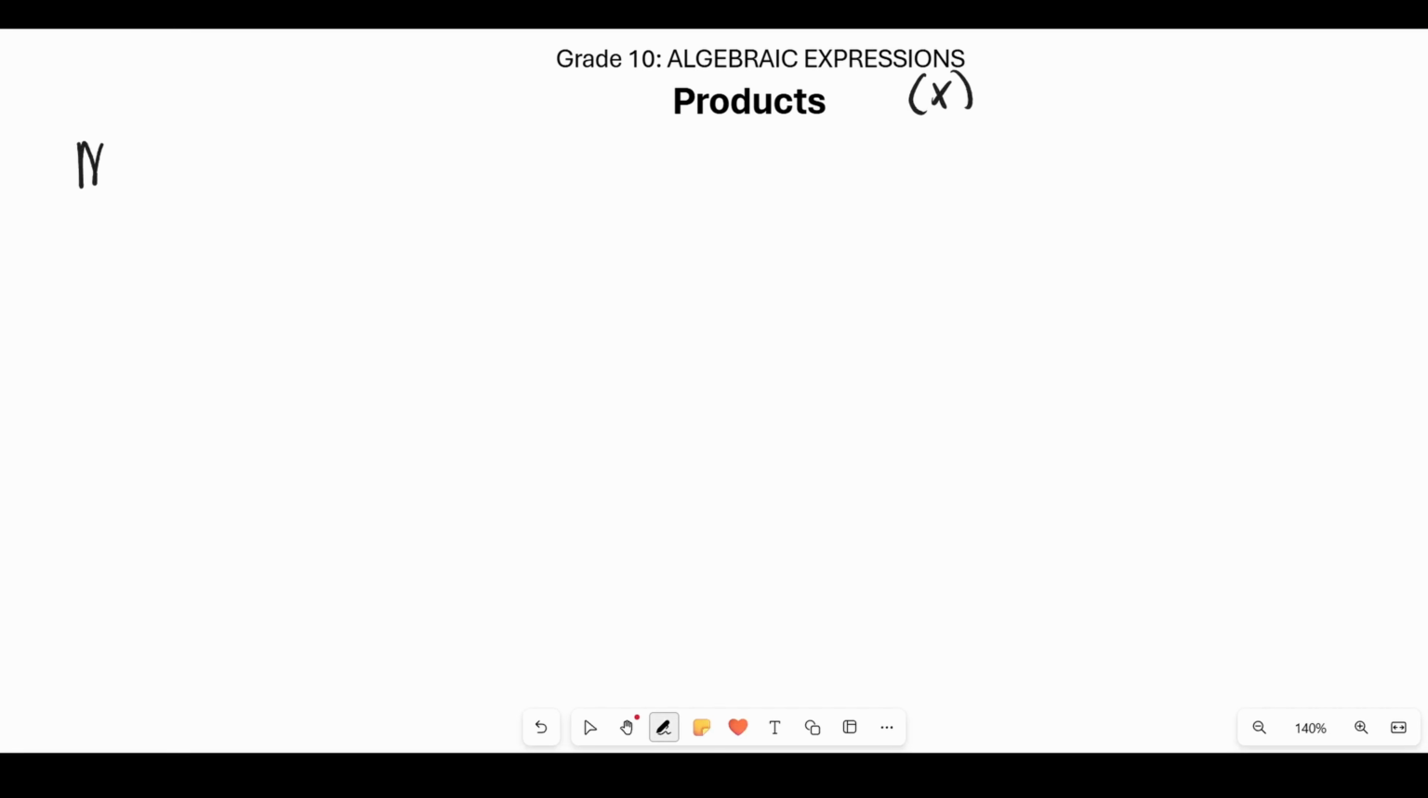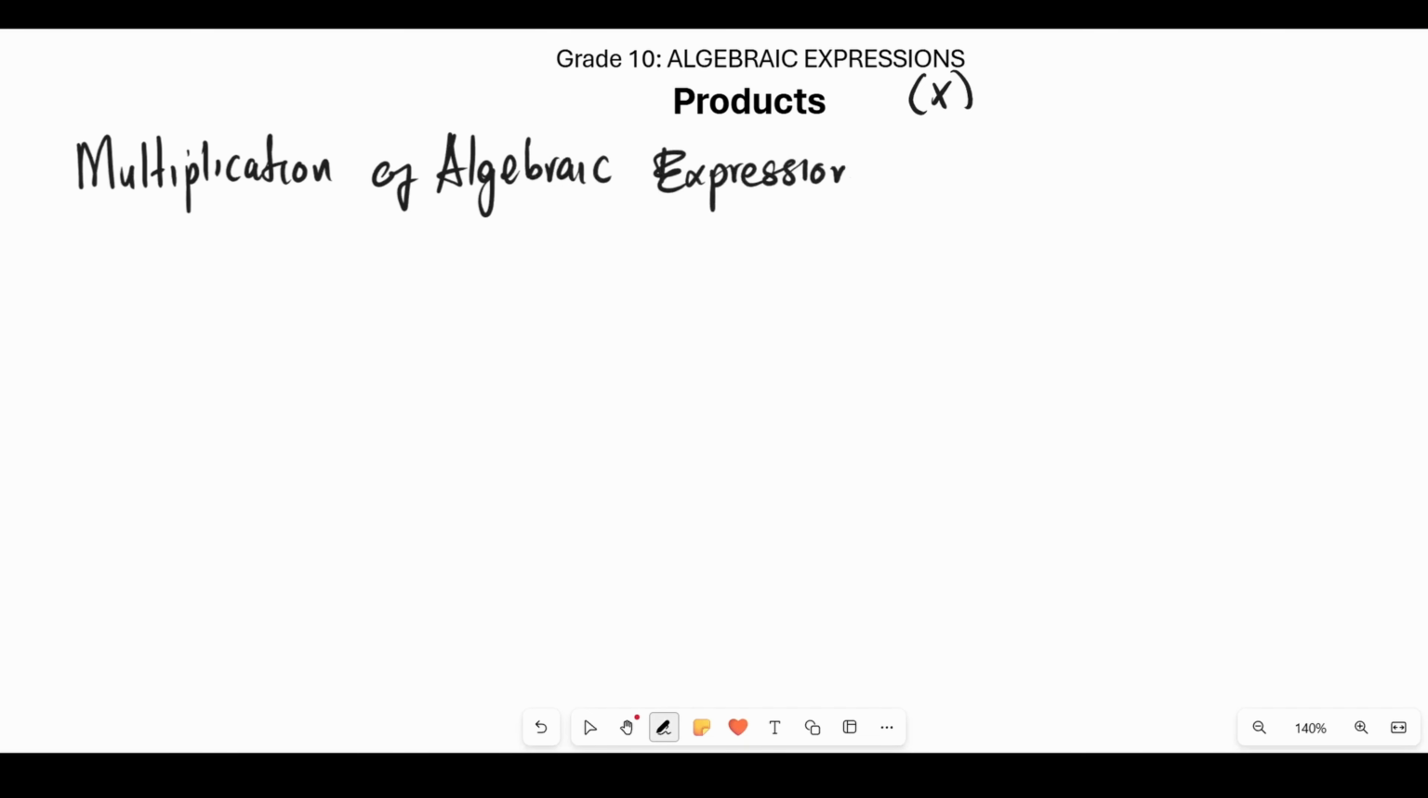So, in simple context, we can say that products are the multiplication of algebraic expressions. So, in this case, whenever we multiply the algebraic expressions, we're going to be moving from monomials to polynomials. Polynomials, we're going to talk about what those are or revisit what those are.